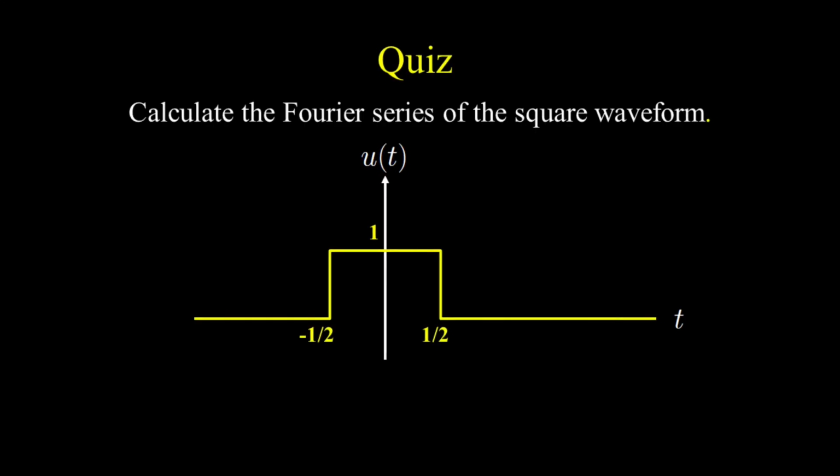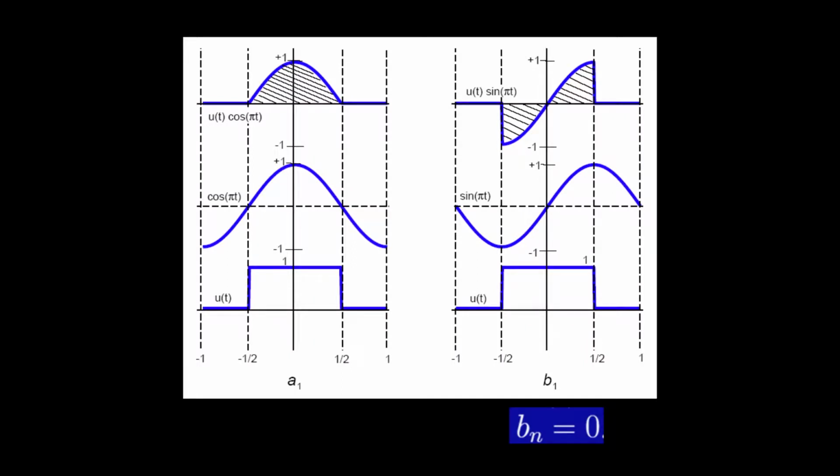Here's a quiz. Consider a square waveform as shown here. We can see that this square waveform is an even periodic signal with a period of 2 seconds, that is, uppercase T equals 2. Calculate the Fourier series of the square waveform. Before calculating the an and bn coefficients, let's look at the graphs of the functions u(t) cosine pi nt and u(t) sine pi nt for n equals 1.